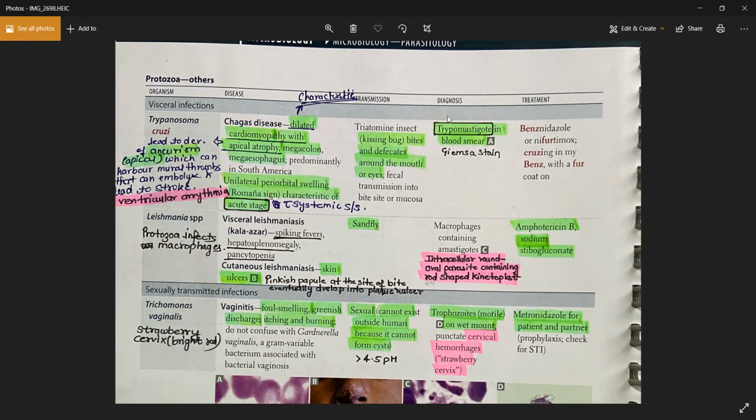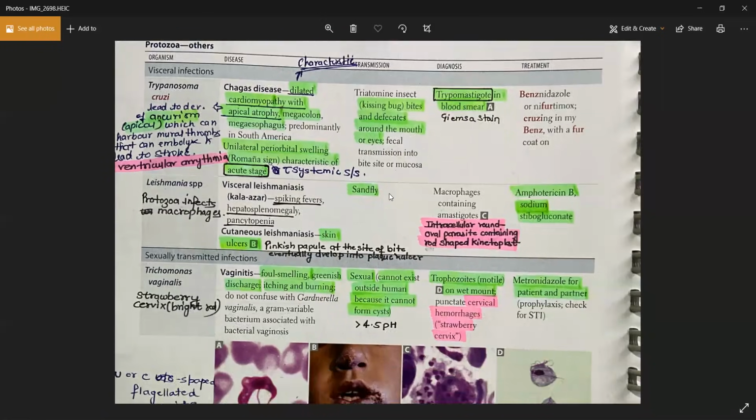Trypomastigotes, not other things. Any doubt? And you can expect the arrhythmia, and that can lead to the death of the patient. The most important thing is the aneurysm and the thrombus formation, and after thrombus you can have a stroke. You can expect a murmur in the patients, and the arrhythmia can lead to death, or the stroke can lead to death.